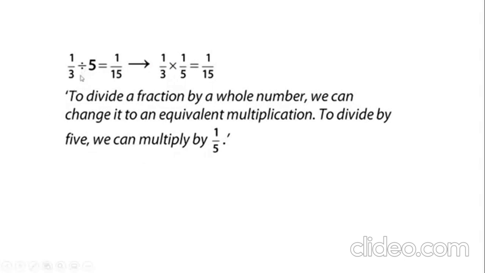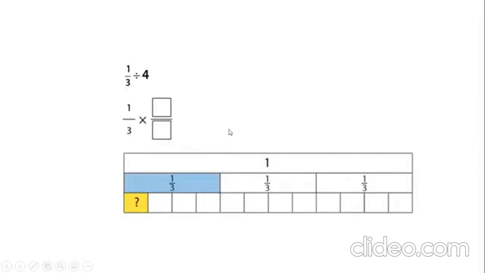So, to make it easier, this question looks really complicated, 1/3 divided by 5. But we can just make it simple by turning it into a multiplication, because we've been doing really well at those. To divide a fraction by a whole number, we can change it into an equivalent multiplication. So to divide by 5, we can multiply by 1/5. Look here, 1/3 divided by 4 is the same as 1/3 multiplied by 1/4.